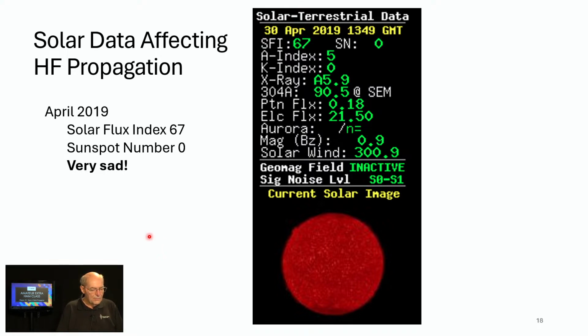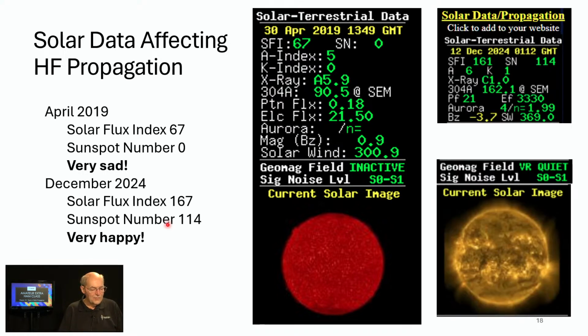So we'll be talking about this. In this case, solar flux index, SFI, is 67. Sunspot number is 0. This is very sad. That's a very, very poor propagation, and we have suffered through the minimum of the solar cycle, the 11-year cycle. We're close to the peak now.